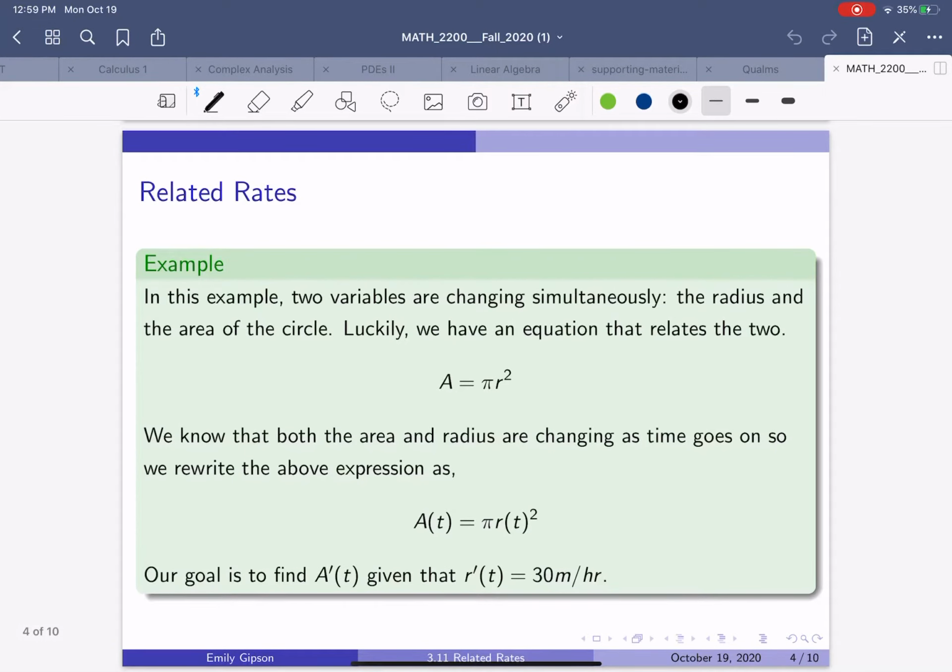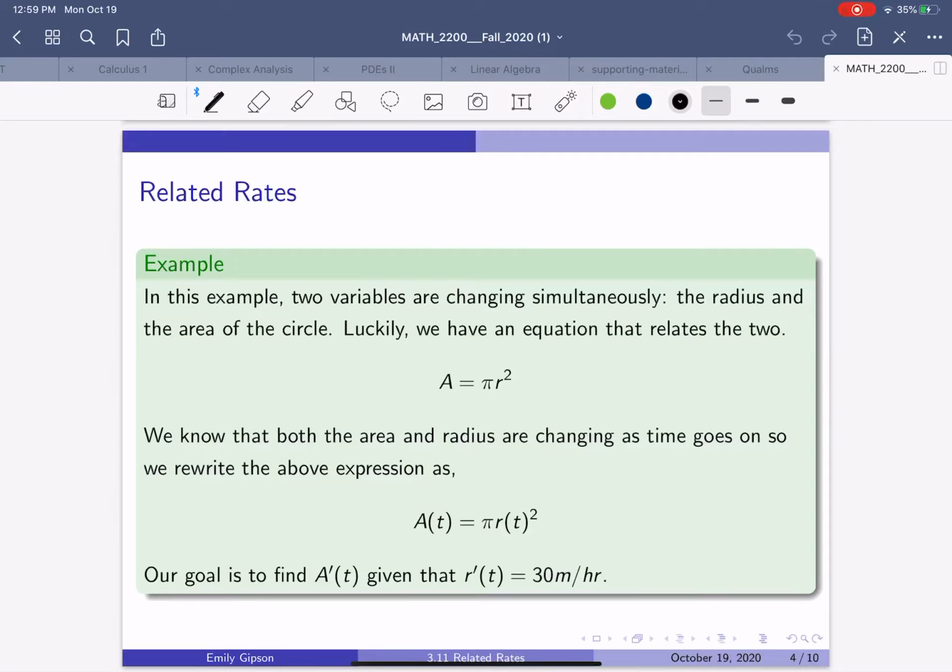In this example, two variables are changing at the same time, the radius and the area of the circle. And you can kind of see that as radius increases, you expect your area to increase too. So they're related, which is why we call it related rates. Luckily, we've got an equation that relates the two. A equals pi r squared. So area equals pi times the radius squared.